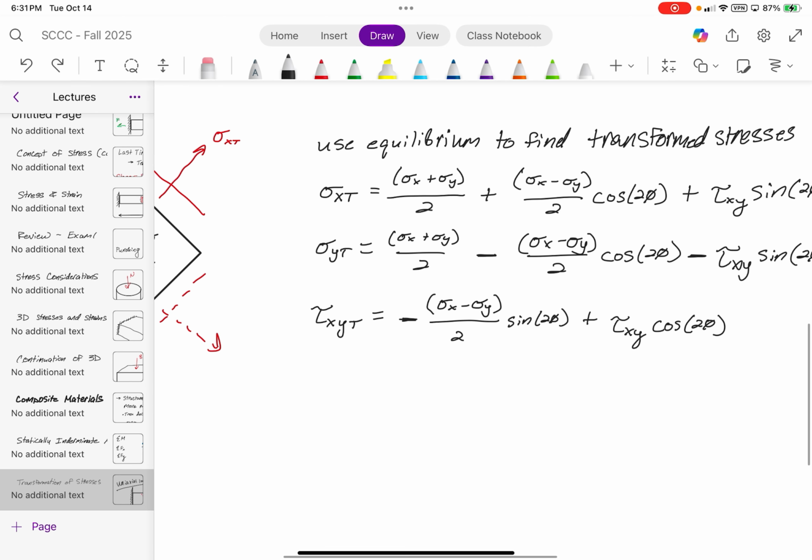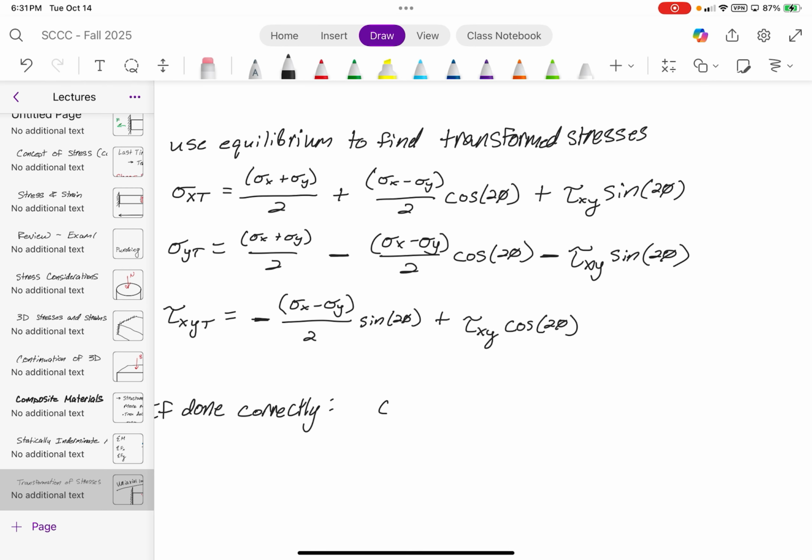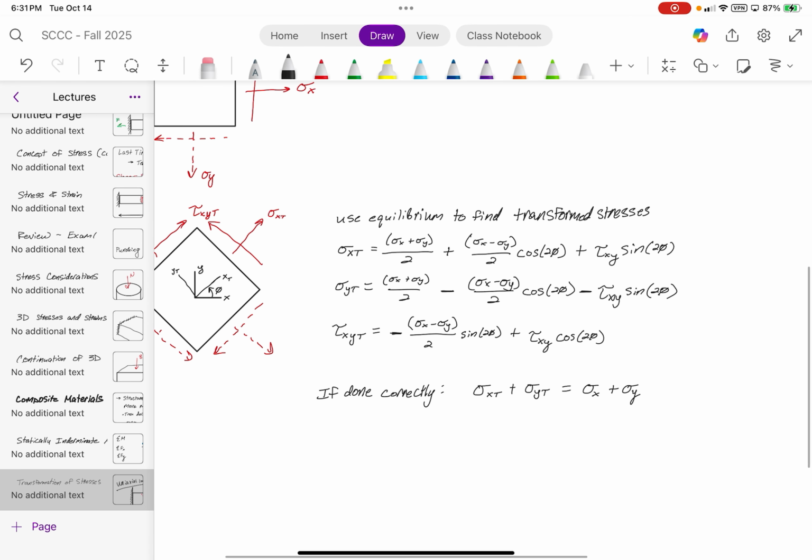And just a little side note, as long as you do everything correctly, you can check your answers by adding sigma x transformed plus sigma y transformed. And those should technically equal the original stresses of sigma x plus sigma y. So that's like a good little trick to remember just to make sure that you're plugging in your answers correctly.